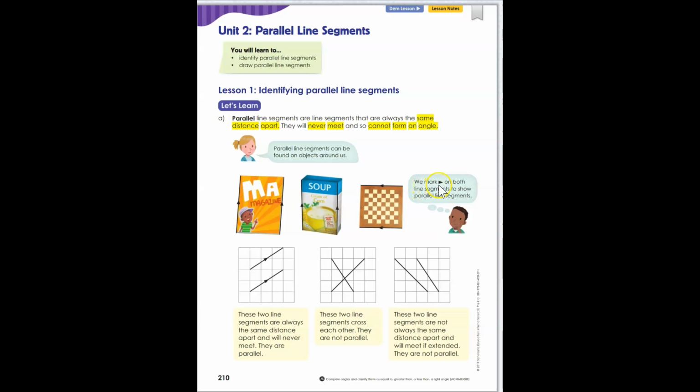See how it says here, we mark an arrow on both line segments to show parallel line segments. So here we've got parallel line segments because they are the same distance apart. They will never meet. They cannot form an angle. Uh-oh, straight away, that's an angle because we've been doing angles, and so we know that's a big no for that one. This is when I wish I had a big pen because this one is not parallel. And this one here is not parallel either because it's smaller at this end and larger at this end, so it's not the same distance apart.